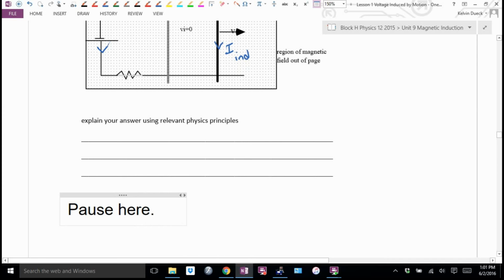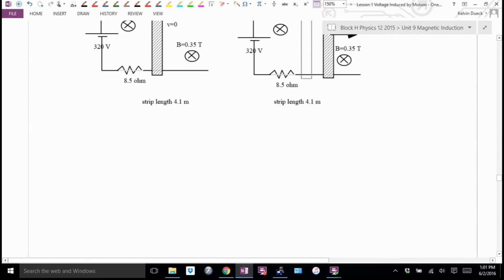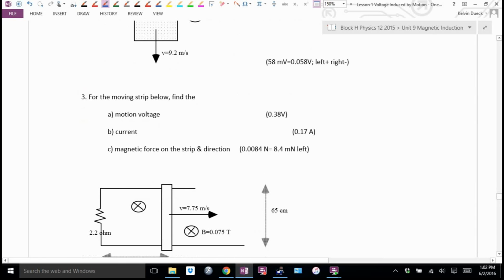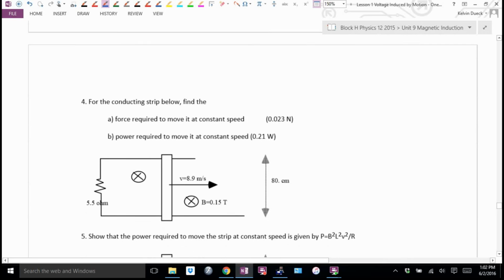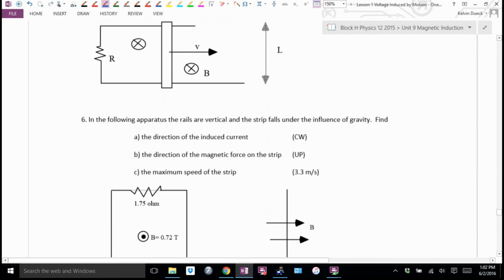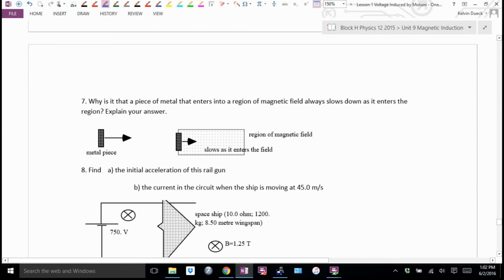Your first bit of homework. I'm going to get there next class. Number 1. Number 2. 3 is good. Seven is good.